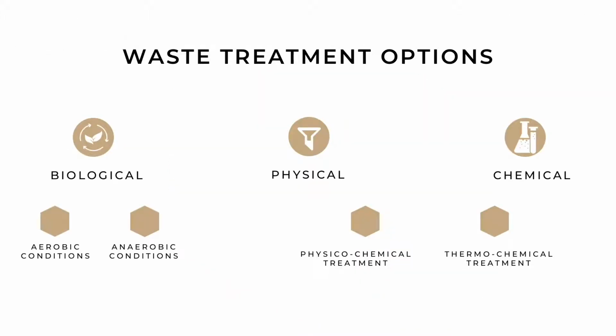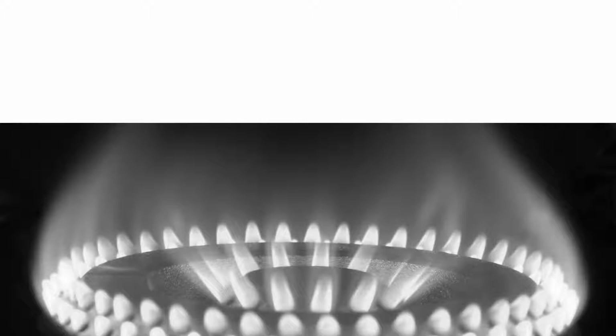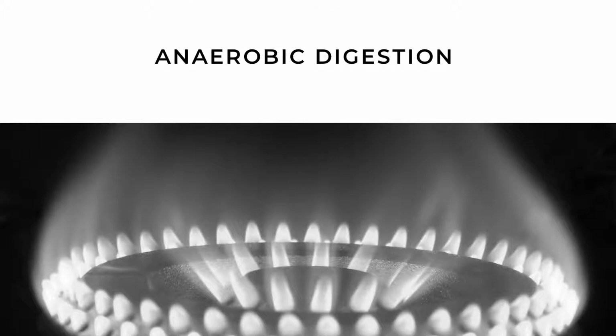Remember that in week 2, we learned that the options for waste treatment could be biological, physical, and chemical, and that also these last two could be combined into physicochemical and thermochemical treatment, right? Now we are going to learn about 3 different types of processes covering many of these treatments, namely anaerobic digestion, densification, and pyrolysis, also called carbonization. Let's start with anaerobic digestion for biogas production.